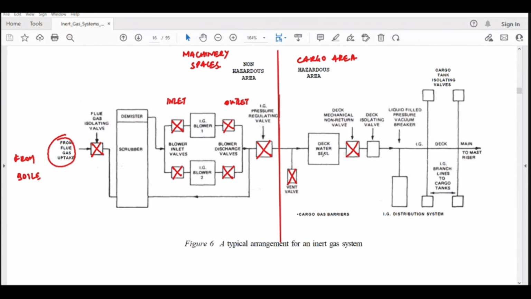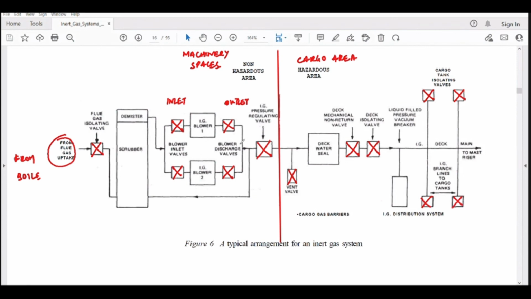So then we have the deck seal. After the deck seal, we have another valve, that is the isolating valve. Then we have the PV breaker, and these are our tank valves. So all the squares, or the X's that I have marked in the squares, these are all your valves. All the X's are valves.